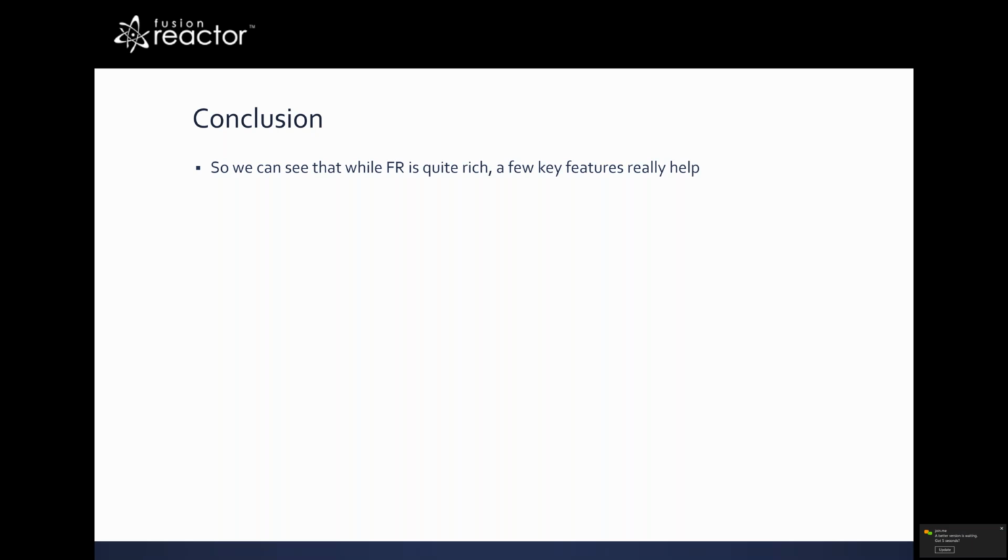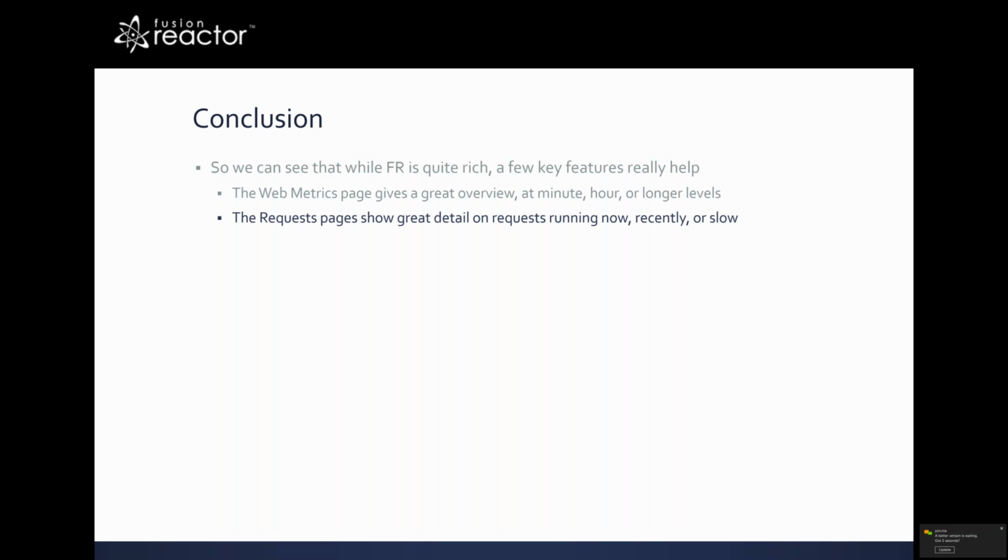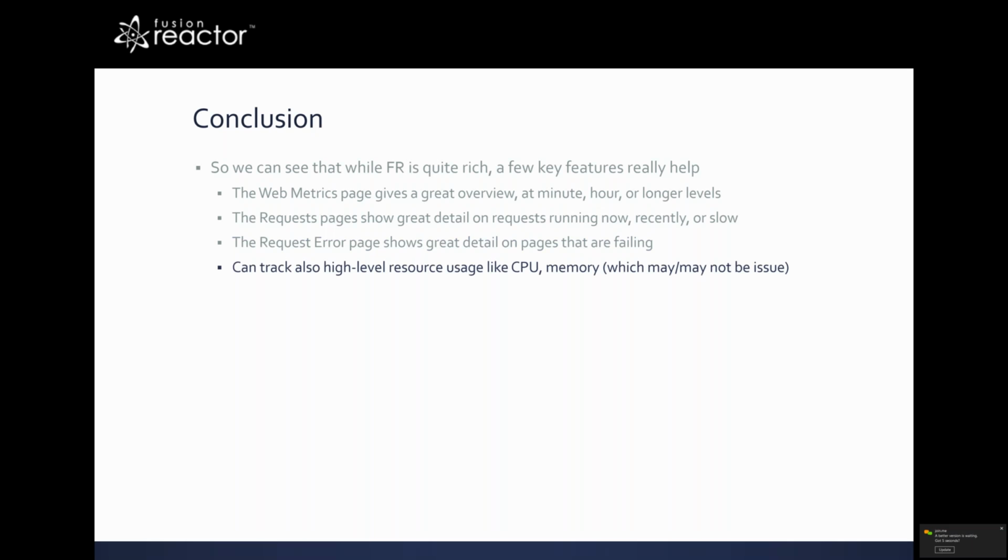Just knowing those few key features might help you. Now start thinking about questions you may want to ask, because we'll be concluding in just a moment. So we saw that the web metrics page gives you a great overview, and at minute, hour, or even longer levels if you delve into it. The request pages show you great details on what requests are either running now or have run recently or were running slowly. The error page gives you details on the pages that had errors, including the error itself.